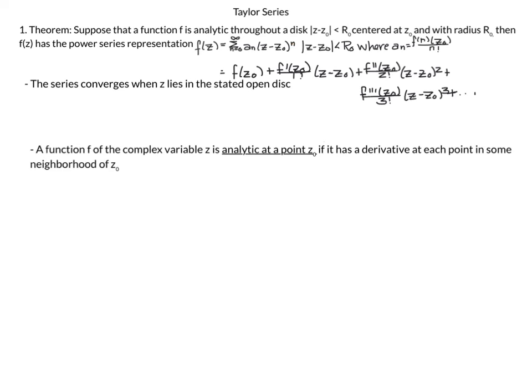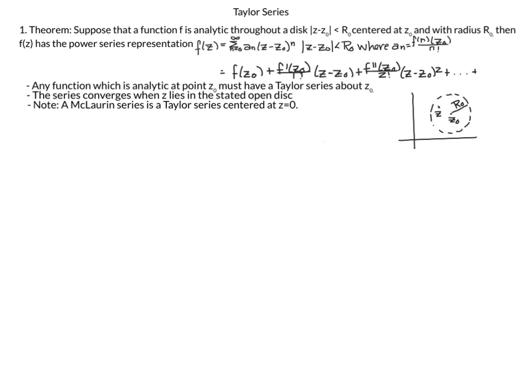For n equals 1, for a sub n, we're going to have the first derivative, f prime of z naught, divided by 1 factorial, which is just 1, times z minus z naught raised to the first power. For n equals 2, we're going to have the second derivative of f evaluated at z naught, f double prime of z naught, divided by 2 factorial, times z minus z naught raised to the second power. For n equals 3, again, we have the third derivative evaluated at z naught over 3 factorial times z minus z naught raised to the third power. And hopefully you can see the pattern from here.